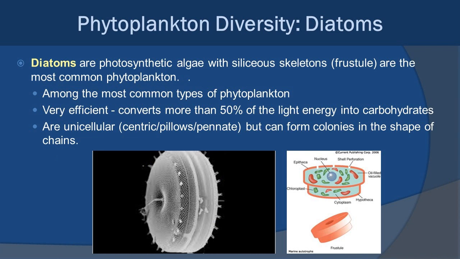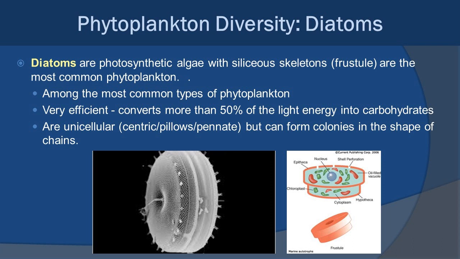So there are a few different types of phytoplankton that we're going to cover, and there are quite a few more beyond that. The first are diatoms. Diatoms, again, are photosynthetic. You can kind of think of them as photosynthetic algae. They have these siliceous skeletons called frustules, and they tend to be one of the most common you're going to see in the planktonic community.